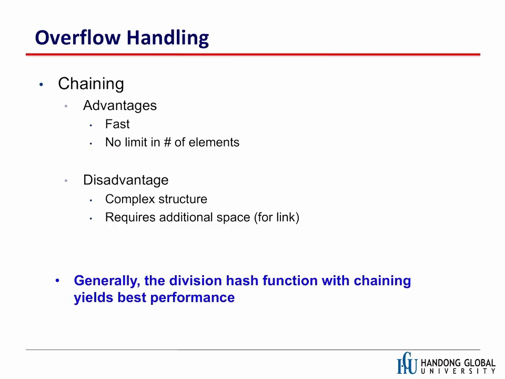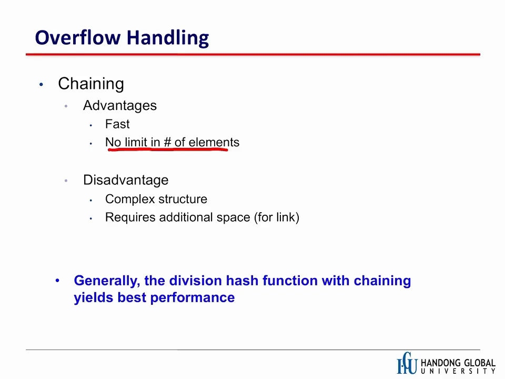What are the pros and cons? The advantage is that it's really fast because we don't have to rehash, or check the next bucket and the next bucket. So it's not linear. It's really fast, and there's no limit on the number of elements, as I just said. Okay, and then there is a cost. This complex structure, so we have to handle this linked list.